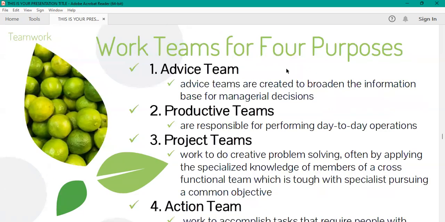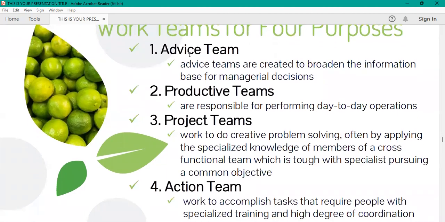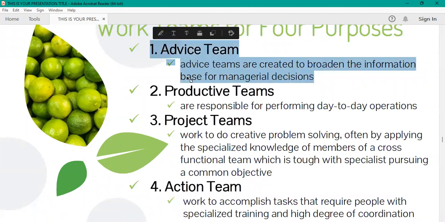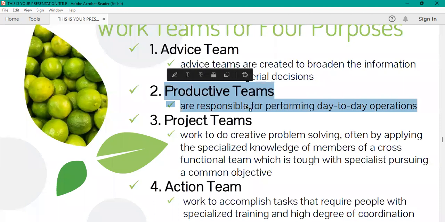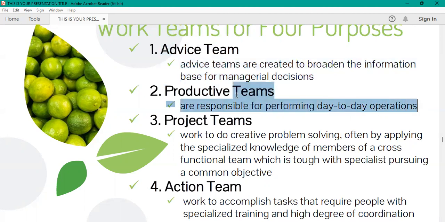So, work teams for four purposes. What is the core purpose of our work? We have an advice team, which is more focused on managerial decision making, sharing advice, and sharing information with one another. Next is the productive team, responsible for performing day-to-day operations. These teams are most likely in manufacturing. The advice team can be in admin. The productive team can be in manufacturing, delivery, and so on.